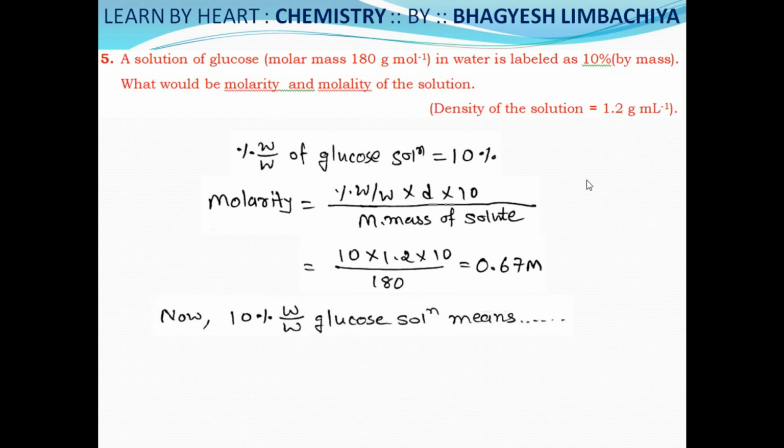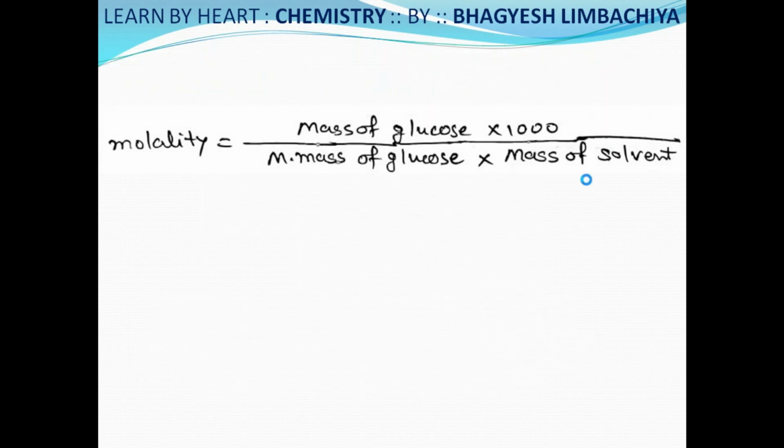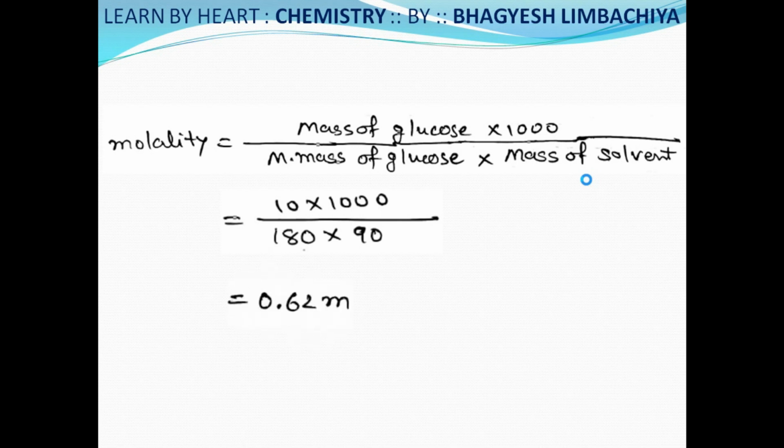Next, 10% W by W glucose solution means in 100 gram of solution, 10 gram of glucose is dissolved, so we can calculate the mass of solvent. It is the mass of solution minus the mass of glucose, so it is 90 grams. Next is molality, which has the formula: mass of glucose into 1000 divided by molar mass of glucose into mass of solvent. So it is 10 into 1000 by 180 by 90. So our answer is 0.62, and this is our answer.